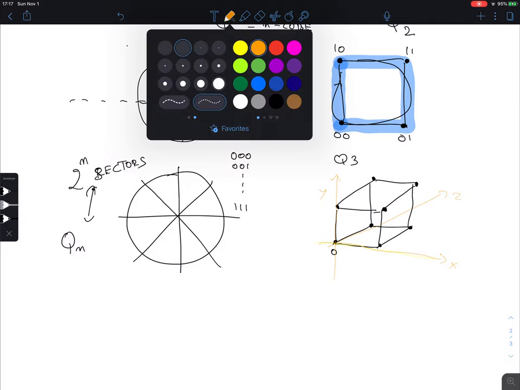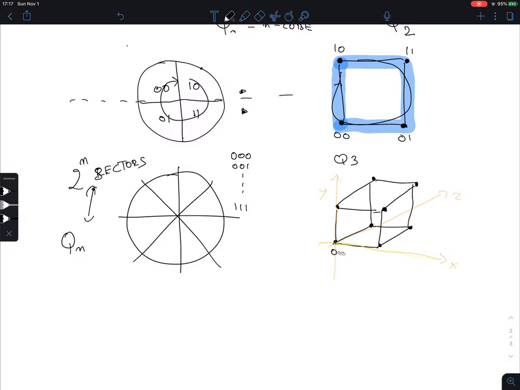If I use that as my coordinate system, so this would be 0, 0, 0. Okay, let's do this. 0, 0, 0. This would have x coordinate 1 and y and z coordinate 0. This would have x and y as 1, but the z coordinate is still 0. This would be x coordinate 0, y coordinate 1 and 0. I hope I did this right. This is x coordinate 0, y coordinate 1, and z coordinate also 1.